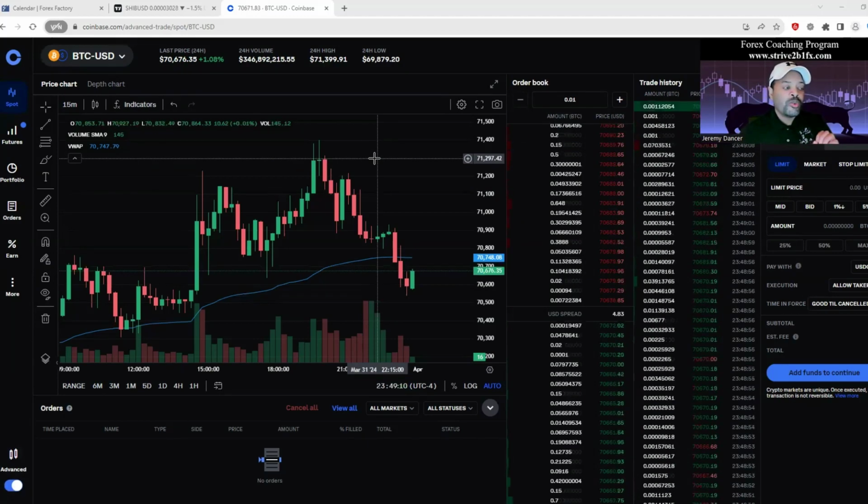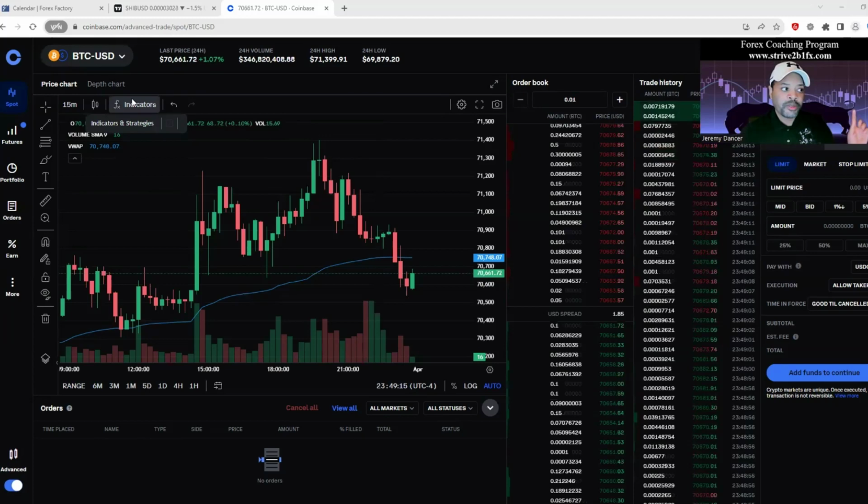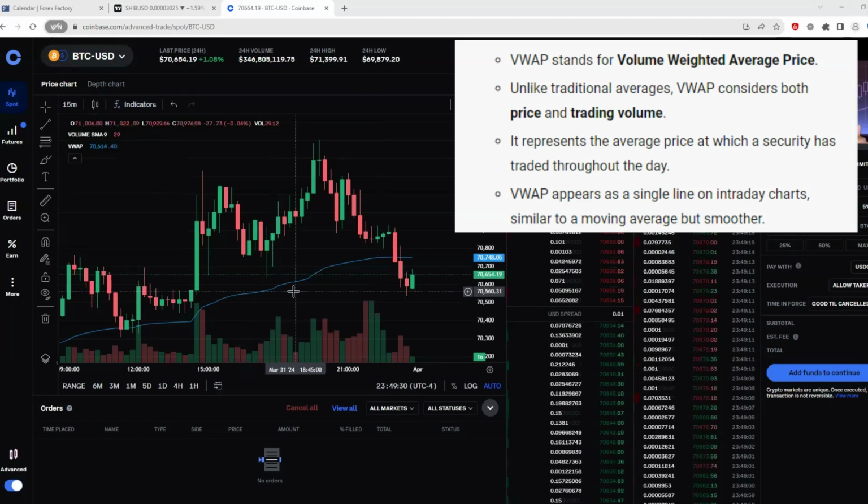All right, so real quick, when it comes to the indicator that I use for crypto, I use VWAP. So if you go to indicators, just scroll down to where you see VWAP, and that is the indicator that I have right here. One of the cool things about VWAP is that it considers the price and the trading volume for the day. So it's a neat little indicator to use for intraday trading. You can use it on the 15-minute time frame. I think you can pretty much use it for any time frame, really.